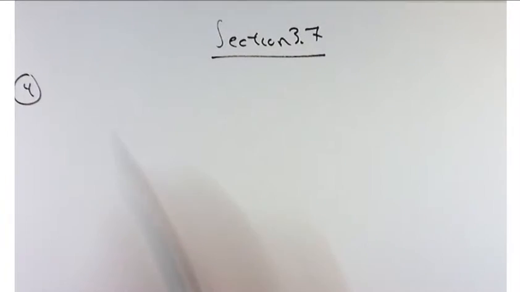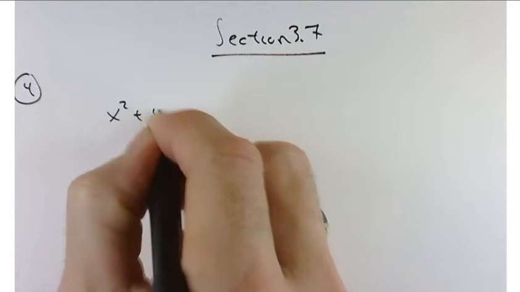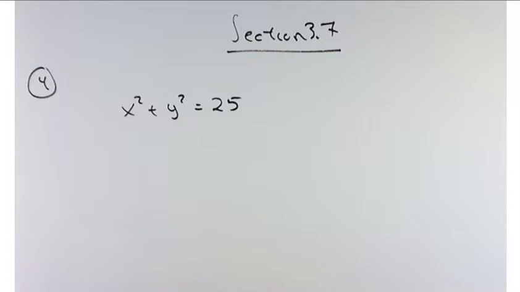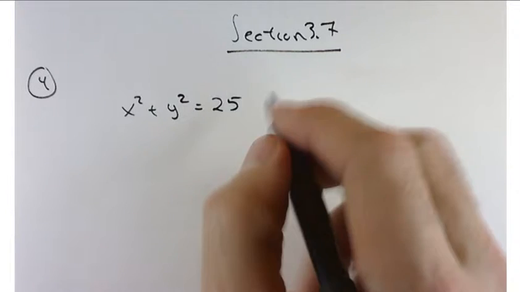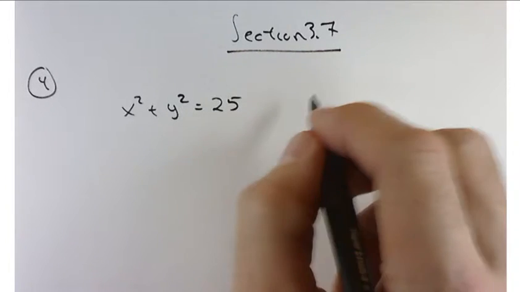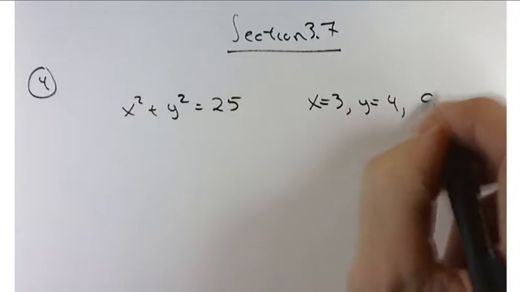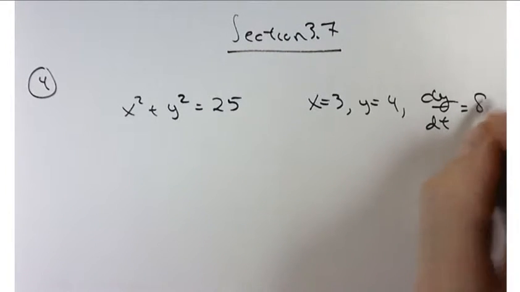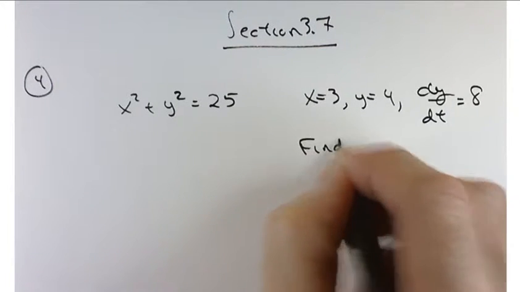Now we're going to start these types of problems with problem number 4, which is void of any real applications here. It's just to try and get you comfortable with these types of problems. They give us an equation, x squared plus y squared equals 25. And they also give us some information. They tell us that x equals 3, y equals 4, and dy by dt, very important, dy by dt is 8. Now they ask you to find dx by dt.